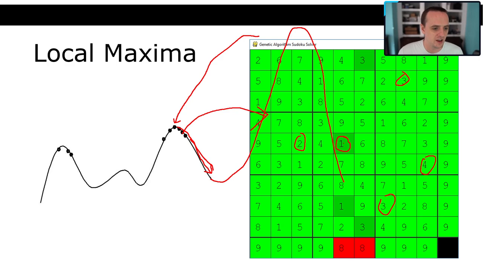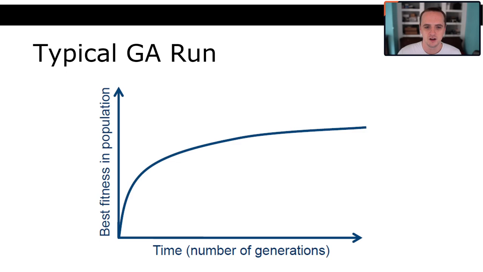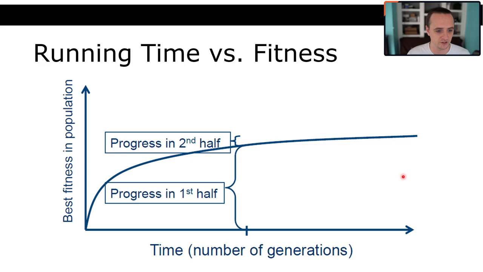And it turns out that genetic algorithms actually do a better job at escaping local optima than most algorithms. So it's very unlikely that you'd have something stuck here because it would have wiggled this way or this way with genetic mutation. All right, so a typical GA run is going to look something like this. If this is the best possible fitness you can have, and this is time, this is the best fitness of any individual in the population, and this is the number of generations, what you're typically going to see is that the first half of your run is going to be huge gains, and then the second half of your run is going to be gradual improvements, okay?